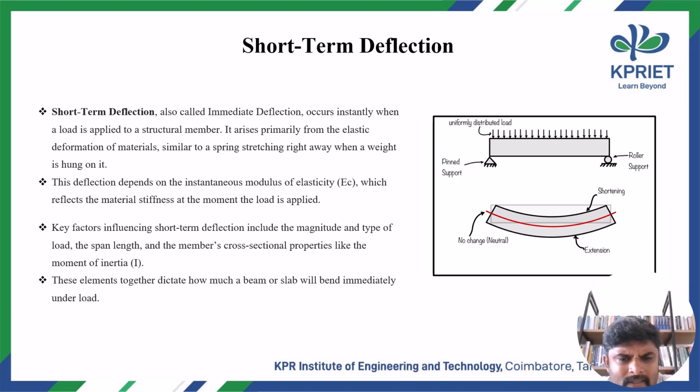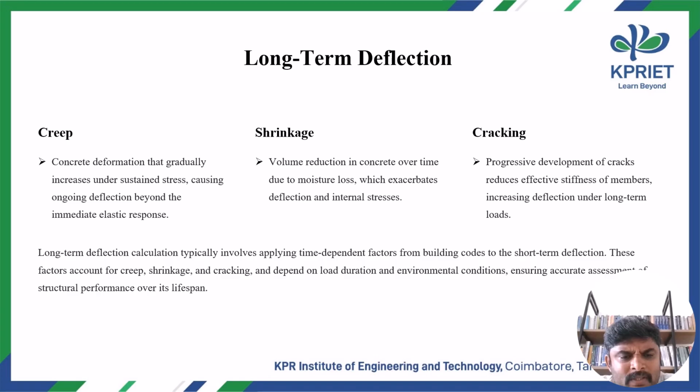And then deflections. There are two types of deflections: short-term deflections and long-term deflections. Another name for short-term deflection is immediate deflection, which occurs instantly when load is applied to the structural member. Another one, long-term deflection, occurs because of creep, shrinkage and cracking.